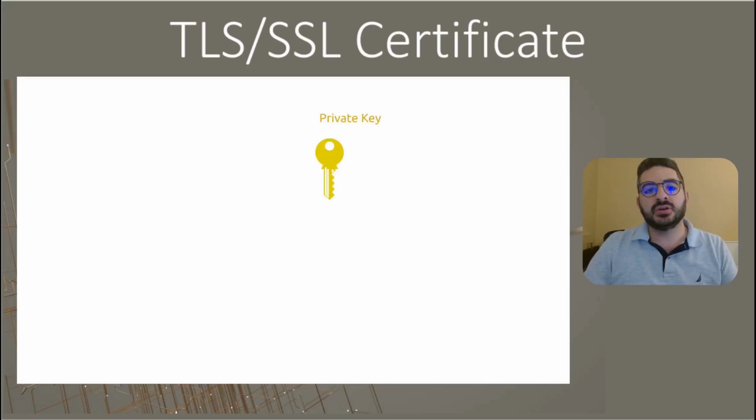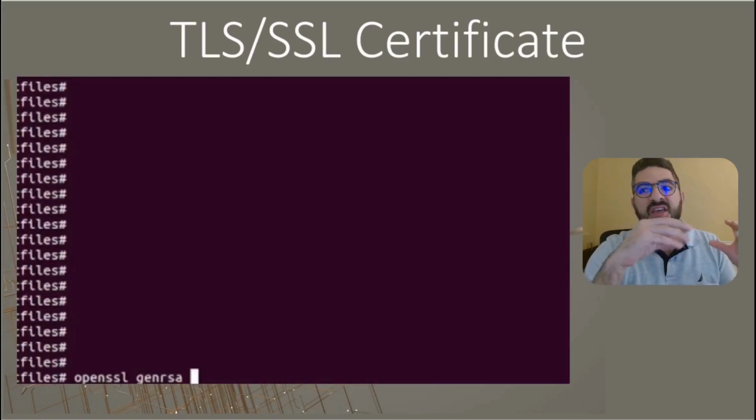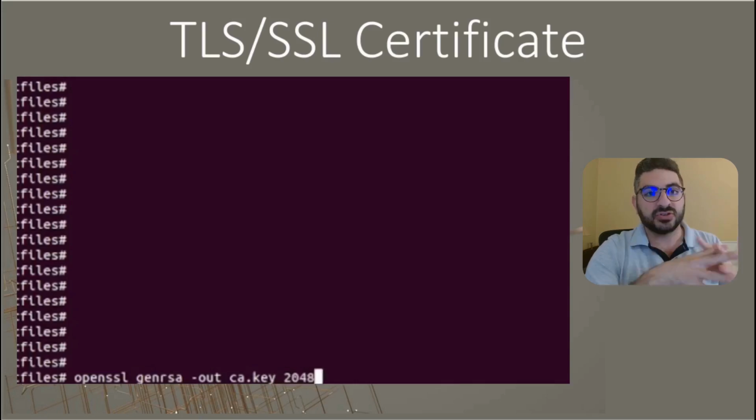Alright, so first thing we're gonna generate a key and we're gonna name it ca.key, and this is gonna be our certificate authority key. We're gonna consider ca.netprepare.com as the certificate authority.